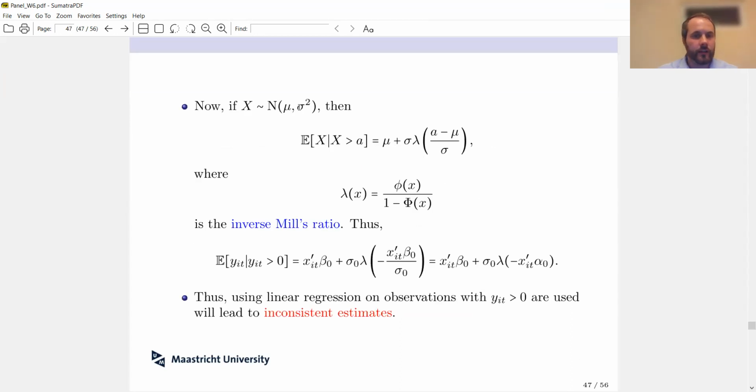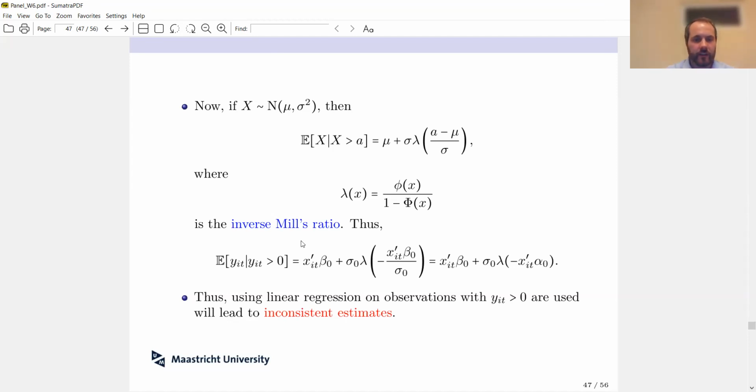There's a formula for this, and it's really just a formula, so let's quickly discuss it. Anytime you have a normally distributed variable with mean mu and variance sigma squared, then the conditional expectation of that variable, conditional on it being bigger than some number a, is given by this here. It's the mean plus the standard deviation times what is called the inverse Mills ratio, this lambda. Lambda is defined as the normal PDF divided by 1 minus the normal CDF at x. That's the inverse Mills ratio.